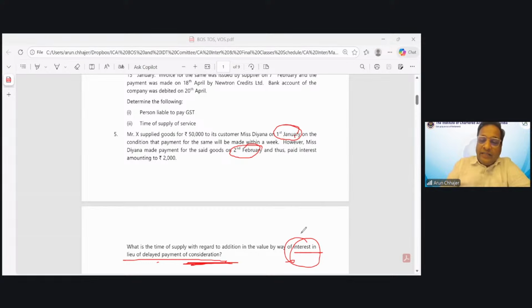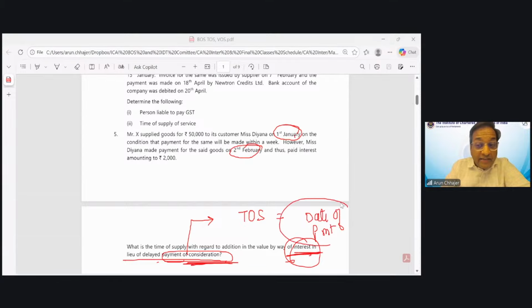Correct. So in case of interest, penalty or any charges for delayed payment of any consideration, what is the time of supply? The time of supply will be the date when it is actually paid. Not when it is accrued, but when it is paid, the date of payment, that is 2nd Feb. So the answer would be 2nd Feb. Now clear? Kuldeep, it will not be the 1st January, am I right?